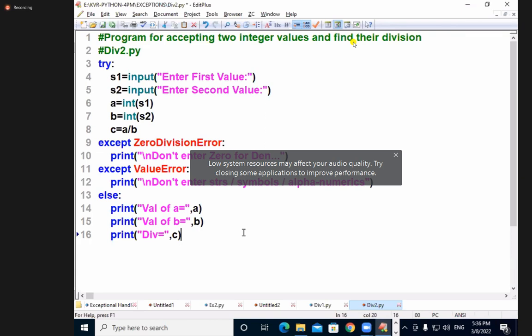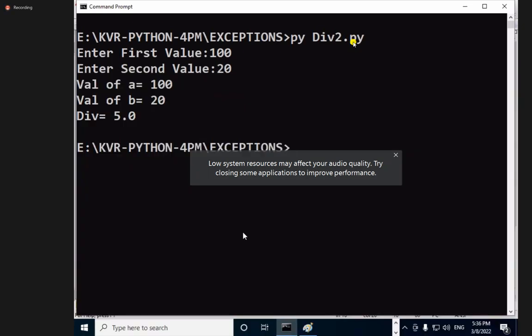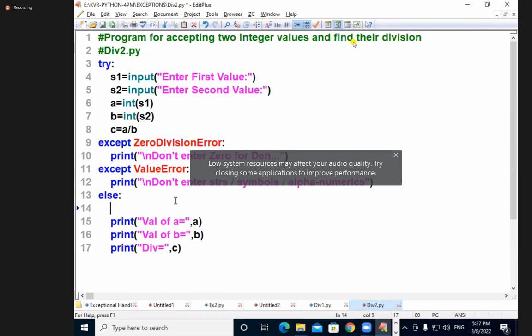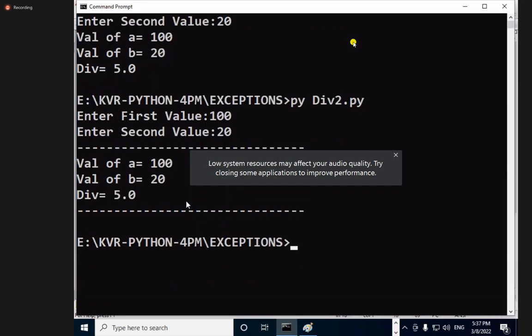Check it out. PY DIV2. 120, I got the result. Which block is executed? The else block. My dear students, see that this is an else block. At the end of these lines I will write it. Execute. 120. Which block is executing?